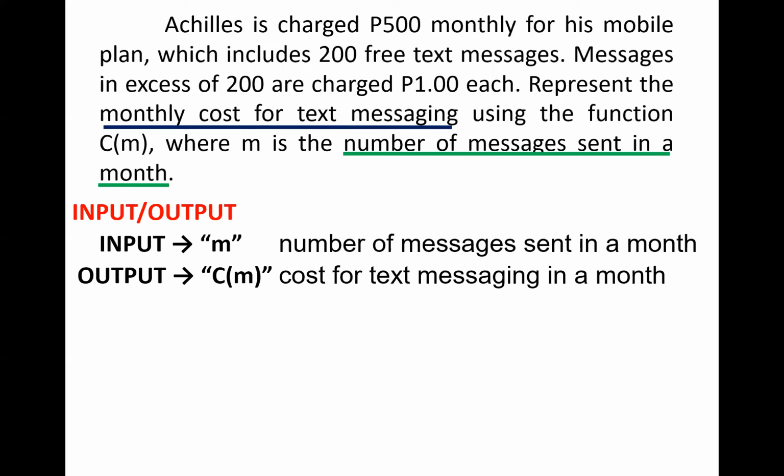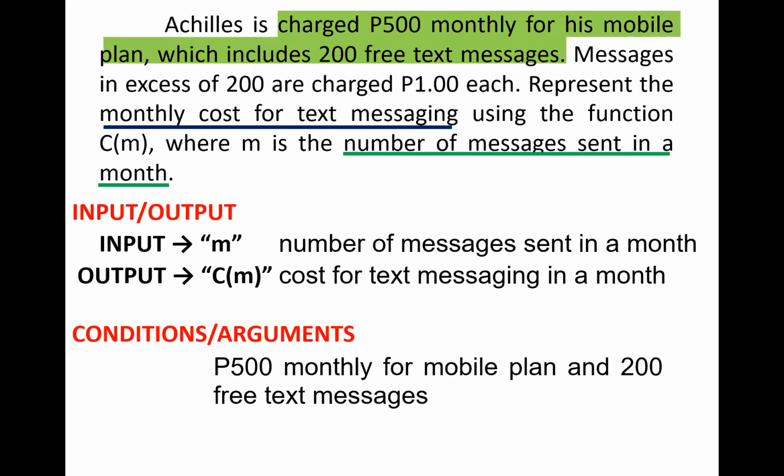Okay? Next is to identify and analyze our conditions or arguments na nabanggit sa ating problem. First condition or argument. Sabi doon, 500 pesos monthly charge for your mobile plan. And you have 200 free text messages. That is our first piece. And this context, siya ang tutulong sa atin para makapag-generate tayo ng first subfunction natin. Okay? Next argument or condition.